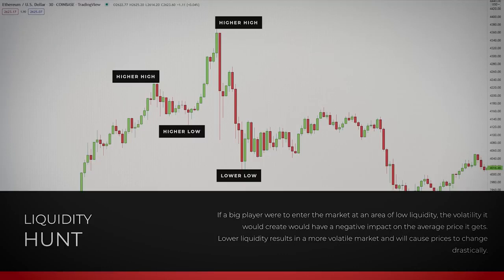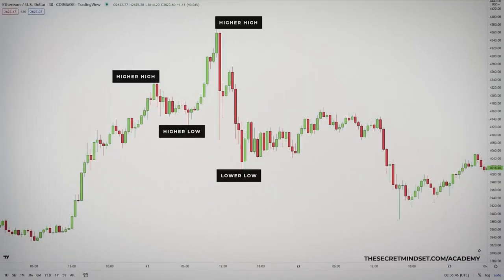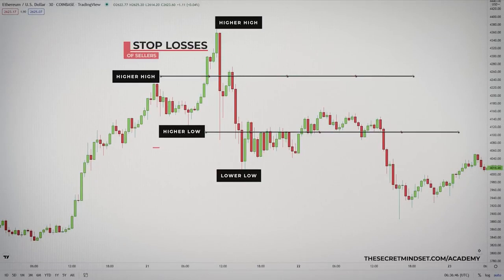Lower liquidity usually results in a more volatile market and will cause prices to change drastically. So where do we find these levels? Where stop-loss orders are placed. Where do you think the concept of stop-loss hunt comes from?